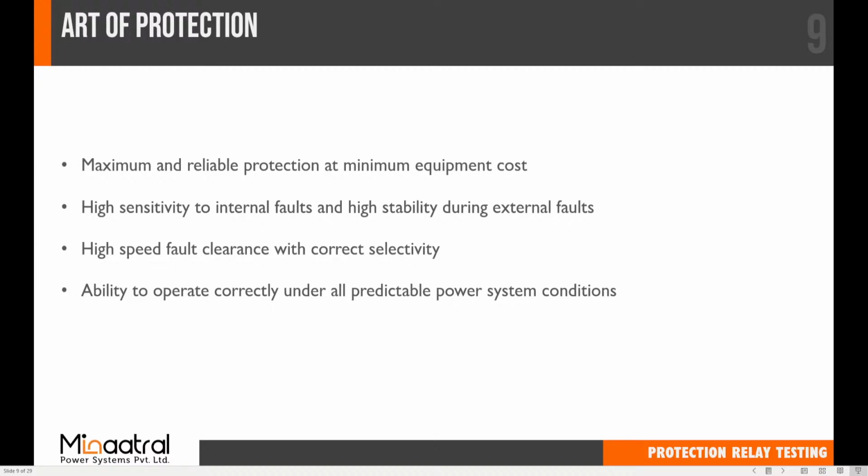At the same time, you also need to have high speed fault clearance with correct selectivity, which means that the relay closest to the fault should operate first, and it also should have the ability to operate correctly under all predictable power system conditions. Which means as a protection engineer, you should know all the possible power system events that could happen before you actually protect your system, right?